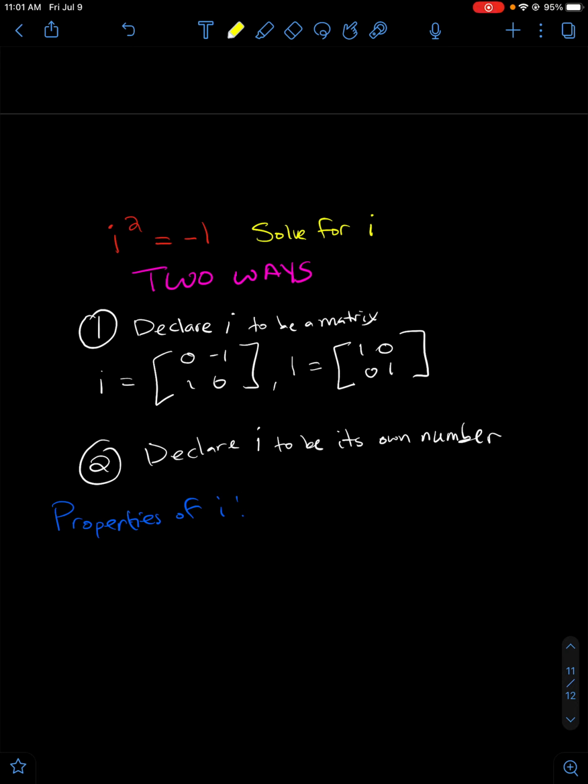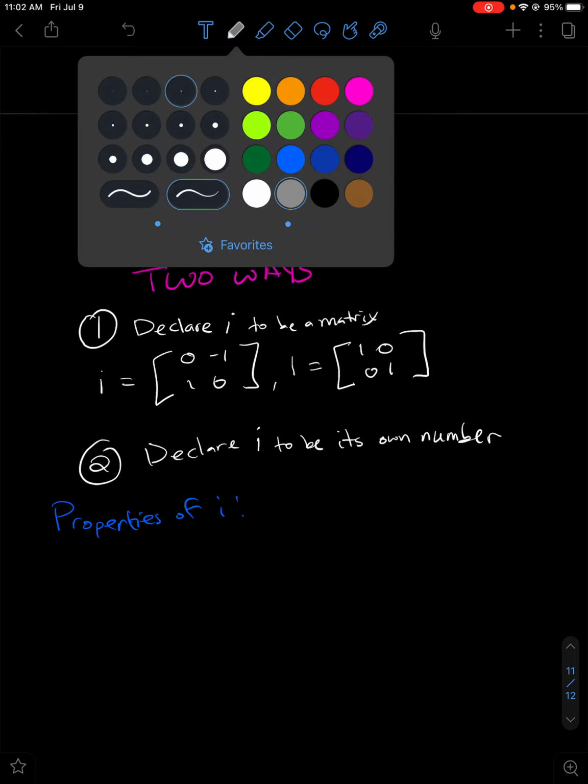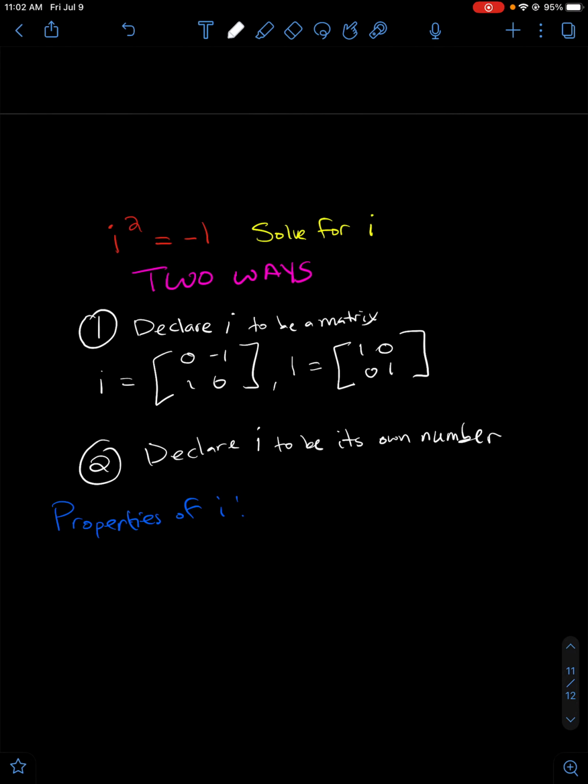So, we have i squared equals -1. How do we solve for i? Now, there are 2 ways to go about this. We can declare i to be a matrix, where i equals the matrix 0, -1, 1, 0, and 1 to be the identity matrix. And that would actually solve the equation. You can try it out yourself. Or you could declare i to be its own new number, and i squared equals -1 by definition. And the property of this new number i is that the product of i with itself is -1.